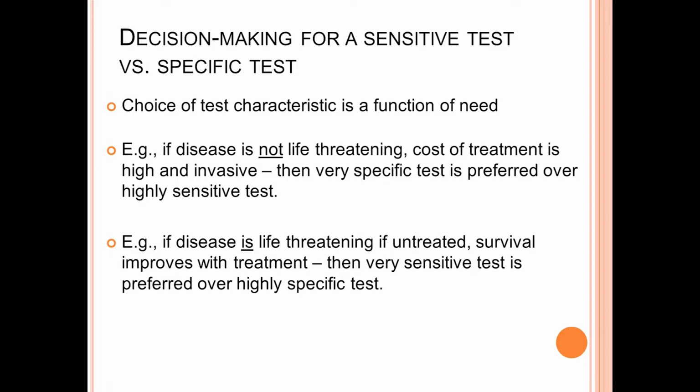miscategorizing people, right? So if we're talking about a disease that's not life-threatening, but where the cost of treatment is very high, it's very invasive, there's a high risk for some adverse events or adverse situations due to treatment, then really what you want is a test that is very specific. And this is preferred over the sensitive test. You want to really identify those without the disease as accurately as possible.